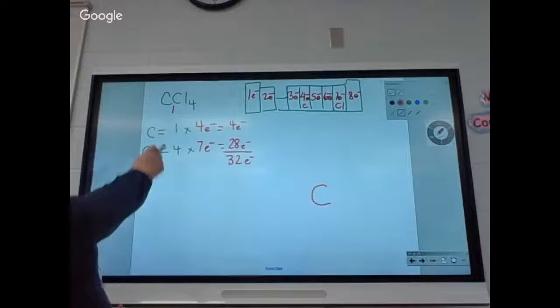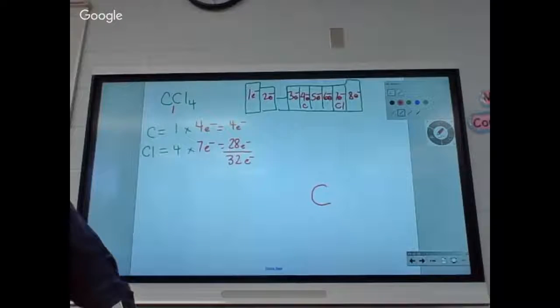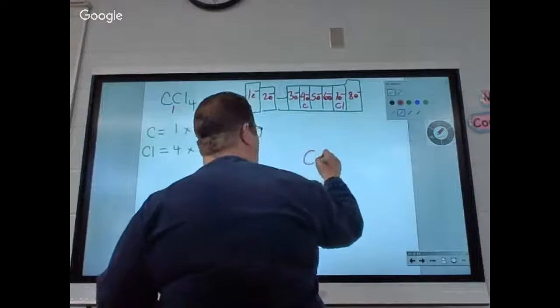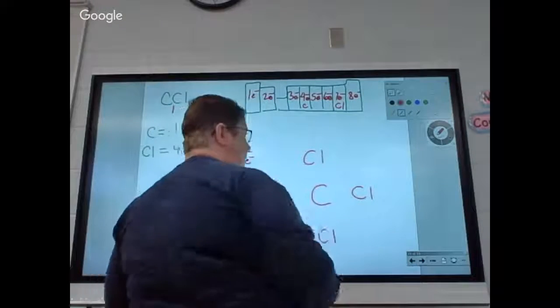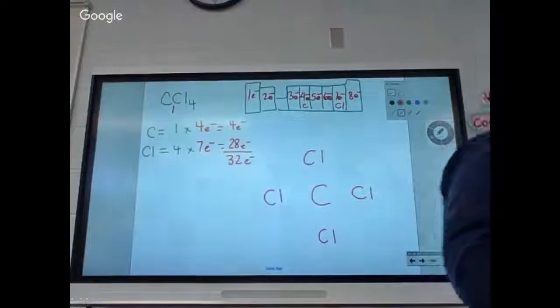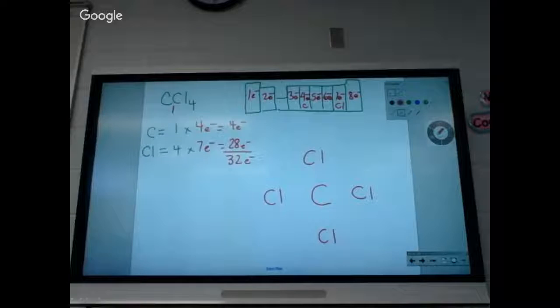So if we go back to this question, we're back on this one. Step 3. What do I do with 4 chlorines? Place all the other atoms around the central atom. So how many Cl's do I have? 4. So I'm going to draw all 4 of them around the C. Now, if I only had 3 chlorines, I'd only draw 3. But since I have 4, I'm drawing all 4 of them around there.